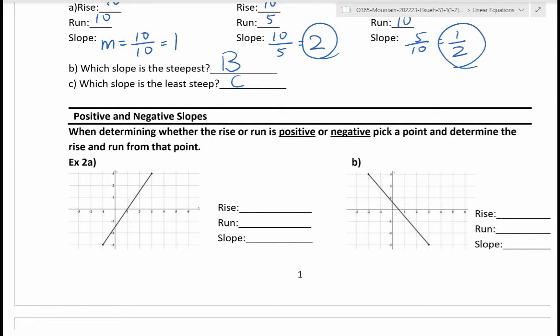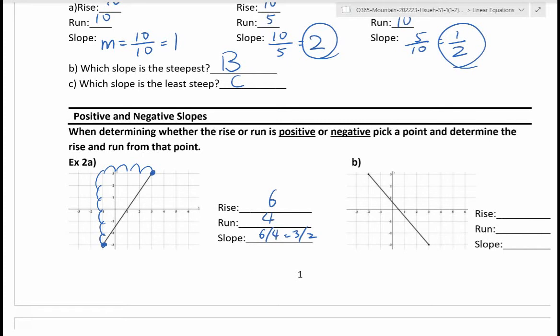Let's count the rise and the run so we can find the slope. Again, we usually go from left to right. So I'm going to count from this point to that point. So the rise is 1, 2, 3, 4, 5, 6. Run is 1, 2, 3, 4. So the slope is 6 out of 4 or 3 out of 2. Okay, so this one, you can see the slope is positive.